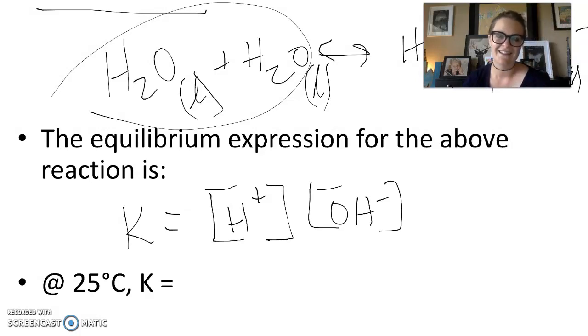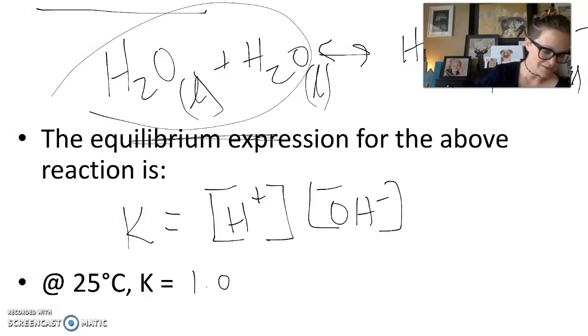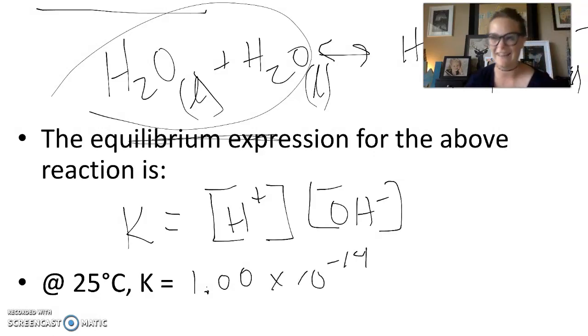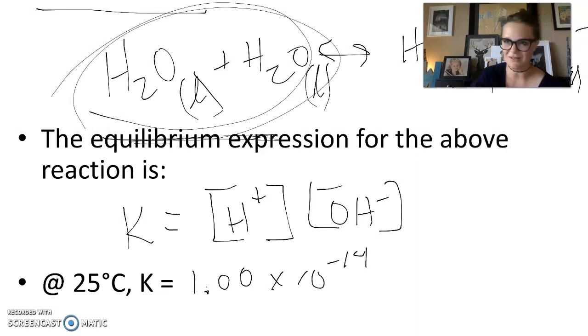And K, we know that it lies mostly on the reactant side, so I would say in class, hey, would we have more reactants or more products? You have more reactants. K is going to be a really tiny number. It's temperature dependent, but at 25 degrees Celsius, K is equal to 1.00 times 10 to the negative 14. So do you see how tiny that is? In your bottle of water, you got mostly the H2O stuck together.